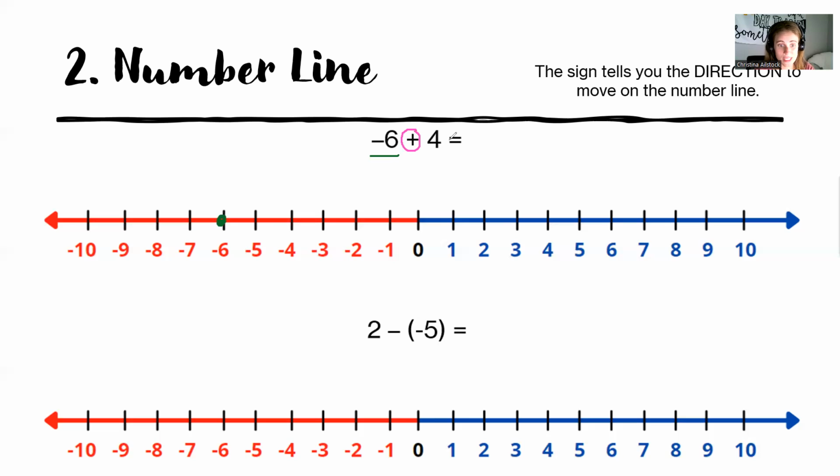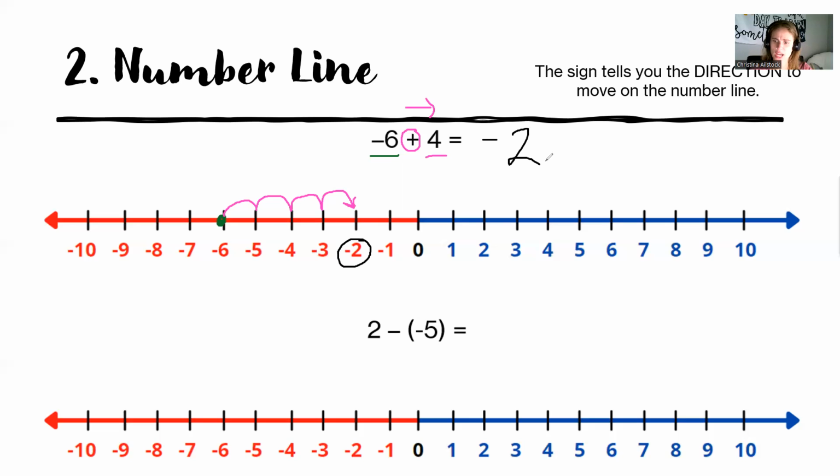Well, the positive side, the plus side of the number line, is to the right, so that tells us that the direction we're going to count is to the right. And then the final number is how many spaces we are going to count to the right. 4 spaces. 1, 2, 3, 4. Lands us right here with an answer of -2. There we go. I just used the number line. I didn't have to worry about the rules at all. So maybe that's something that you like.